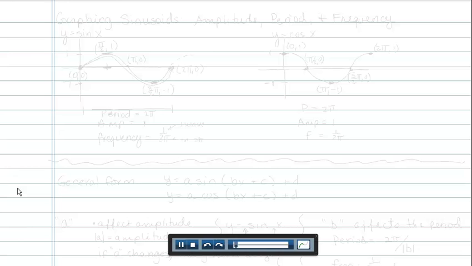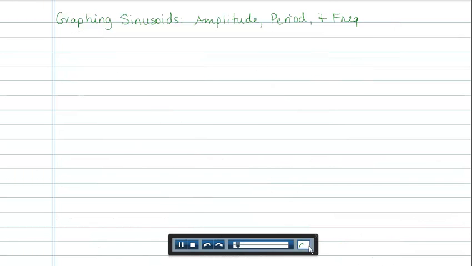Alright, hello everybody. Today's lesson is going to be on graphing transformations. We're going to focus on the amplitude, period, and frequency. Now, one of the things that I noticed in class was that some people were wondering where I was getting the information from. These are some things that you just need to know.